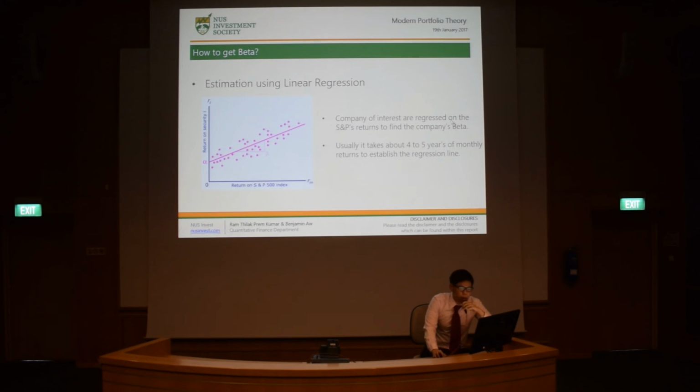Usually it'll take about 4 to 5 years of monthly returns to establish the regression line. Alternatively, if a company wants the beta in a much shorter amount of time, they can take daily returns over a few months. That's how they get the beta. And one thing to note is why they need 4 to 5 years: if you get more points, you get a more accurate line. Can you imagine if I got only 2 points and then I draw a line? That would be quite inaccurate. So you try and get as many points as possible so that you can plot the straight line.